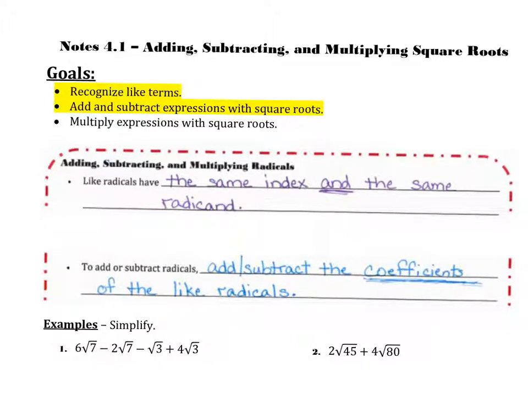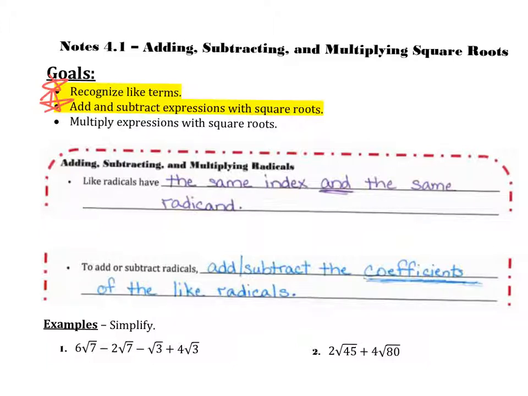Hello mathematicians. Today we are going to look at two different goals. They're highlighted in yellow here. The first one we're going to look at is recognizing like terms, and we are going to extend that idea to radicals. And we'll follow up with some adding and subtracting with radicals, specifically square roots. So let's talk about that first one, recognizing like terms.